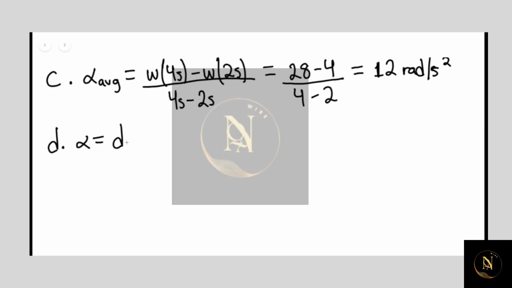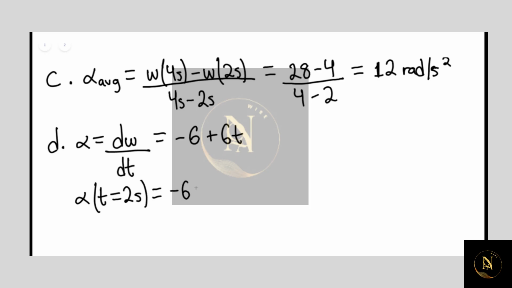For part D, the instantaneous angular acceleration would be equal to the derivative of the angular velocity with respect to time. So this is going to be equal to -6 plus 6t. And so we can evaluate the angular acceleration at t equals 2 seconds. This is equaling -6 plus 6 times 2. This is giving us 6.0 radians per second squared, of course being the units for the angular acceleration.